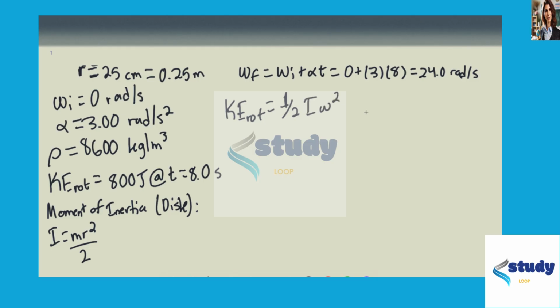At this point, we can say, okay, the rotational kinetic energy is going to equal half I omega squared. And we can substitute for I and say that this is going to be 1 over 2 mr squared over 2 omega squared. And this will equal mr squared omega squared over 4.